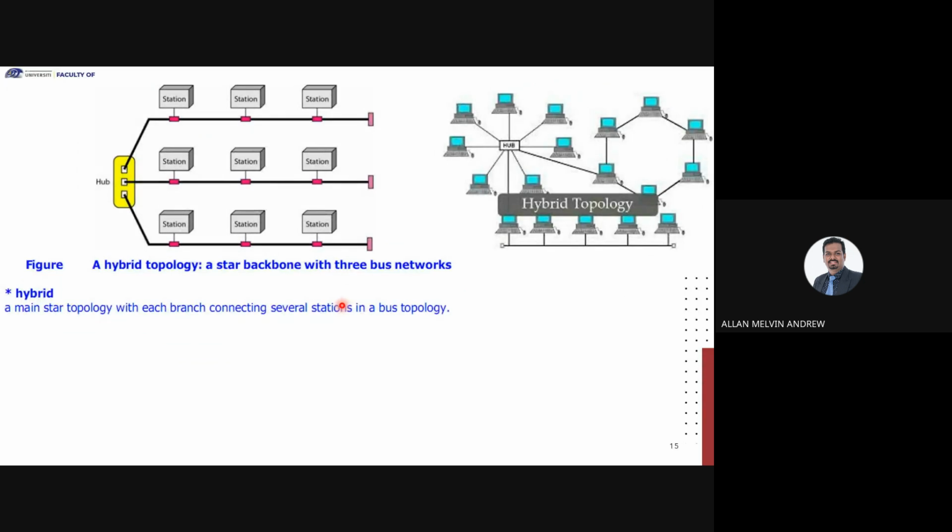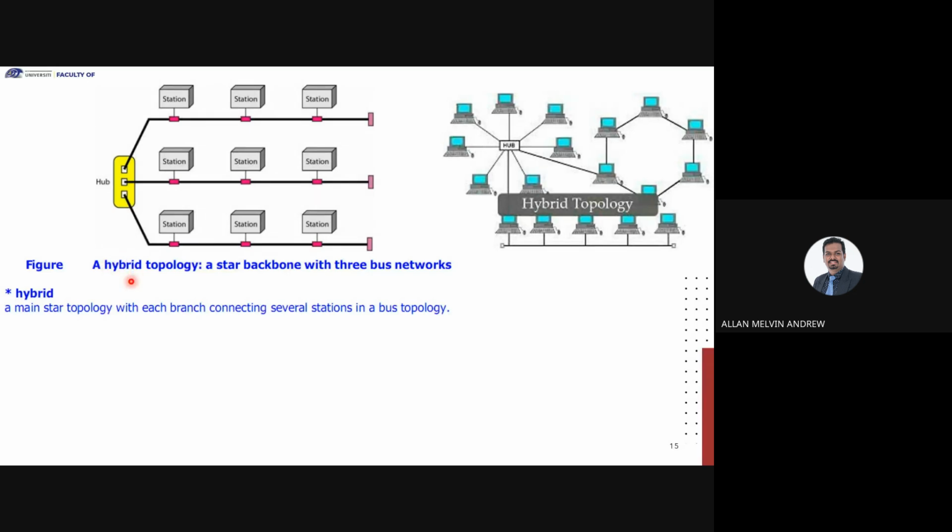Okay, so then this is a hybrid topology. Hybrid topology means it's a combination of two or three previously discussed topologies. So we have four topologies. Maybe you can combine them together to form a new hybrid. Hybrid means it's mix, campuran.